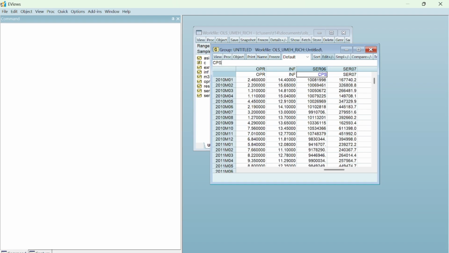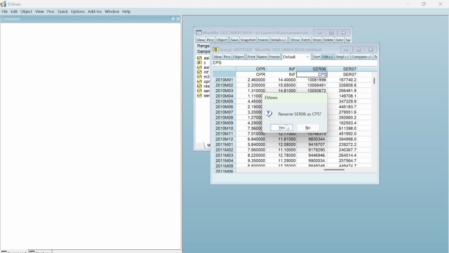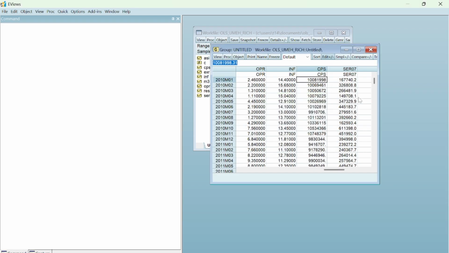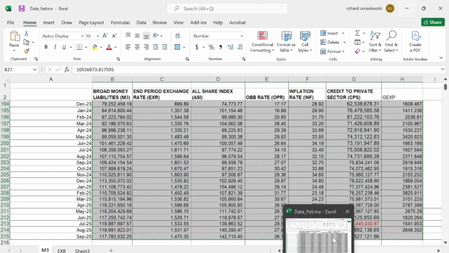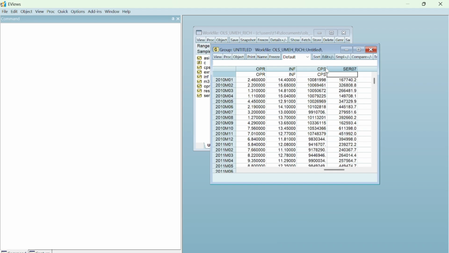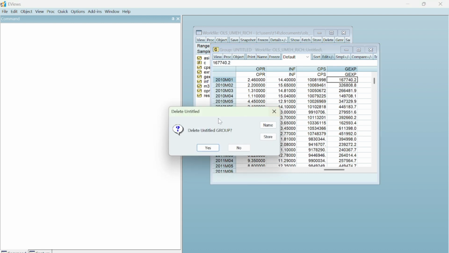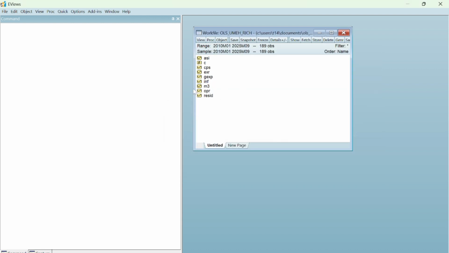So it's better you name them with mnemonics that you understand, the names you can use to call the variables. You can just call it based on your own understanding. So when you close the data set, you can see the data are here now: the ASI, the CPS, the ESR, government expenditure, inflation, M3 and OPR.